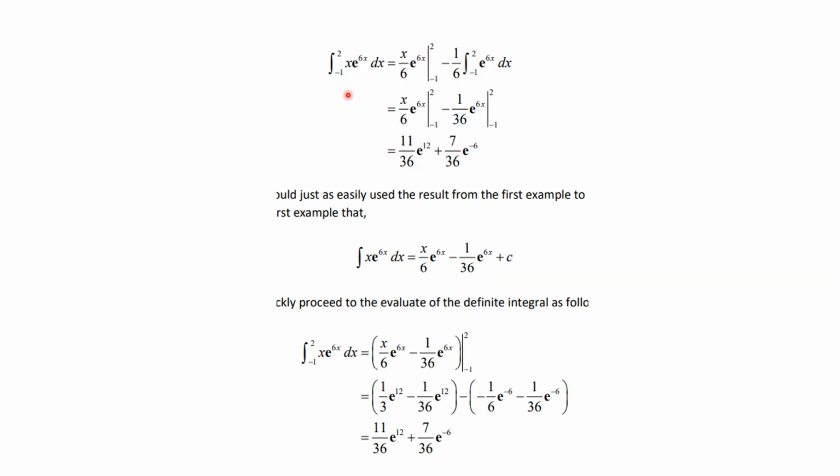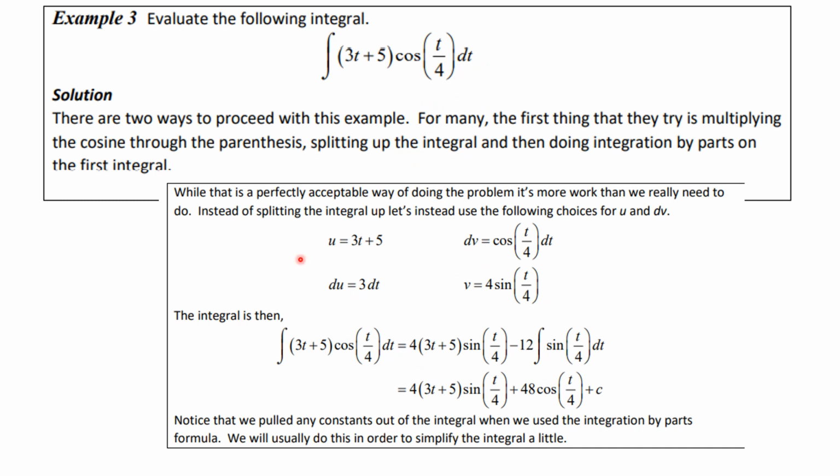Let's apply that to the problem that we just did. So here we found out that this antiderivative was this one, and we plug the numbers in, and either way we're going to get 11/36 e to the 12 plus 7/36 e to the minus 6. I note that although this doesn't look like a number, it is a number because e is a number. Okay, let's do this example.